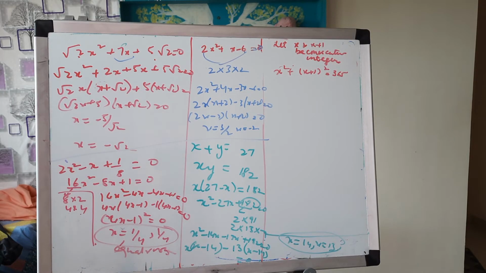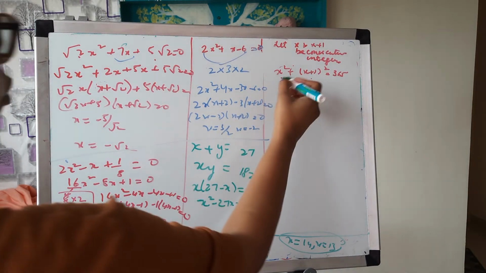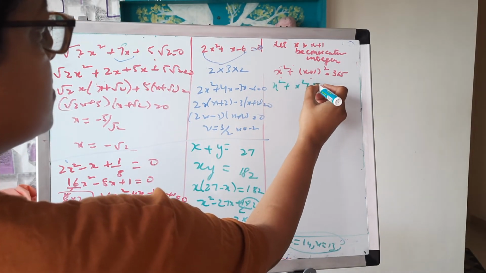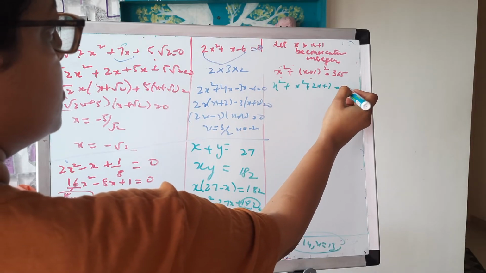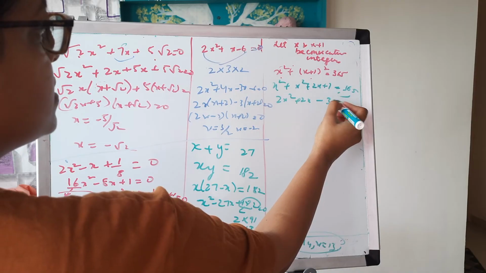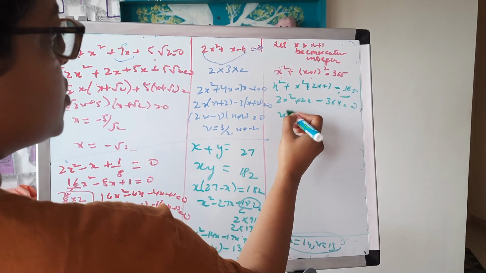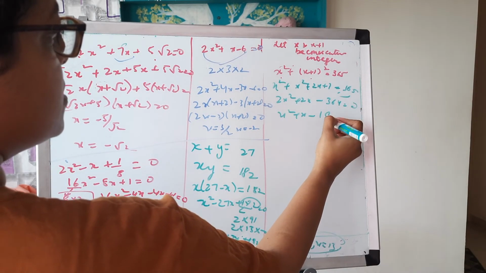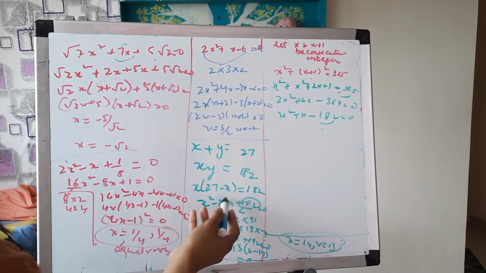So I'm going to read out the question. To find two consecutive integers. So first, let x and x plus 1 be the consecutive integers, sum of whose squares is 365. So I've already expressed it like this. Let's open the brackets. Bring this here, 2x square plus 2x minus 364 equal to 0, x square plus x minus 182 is equal to 0.